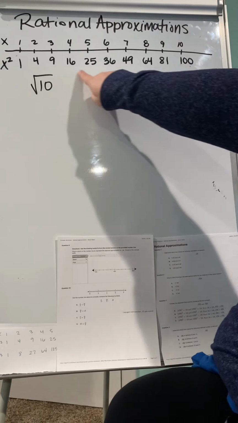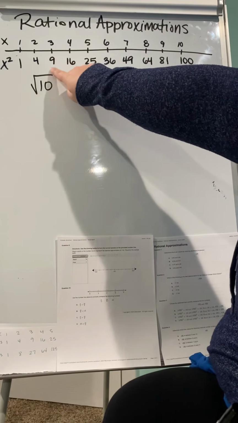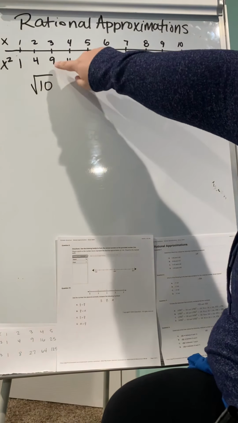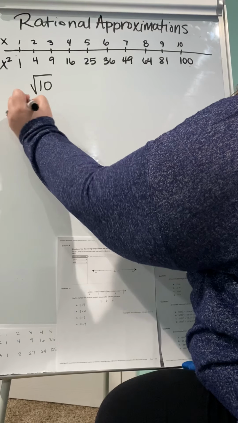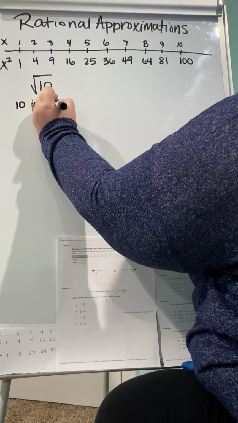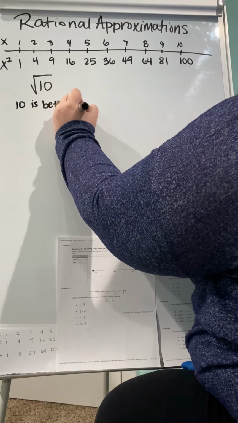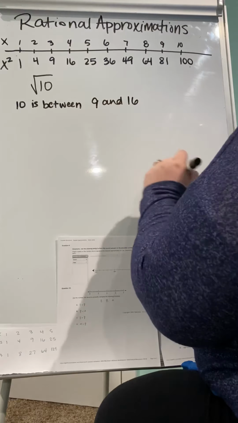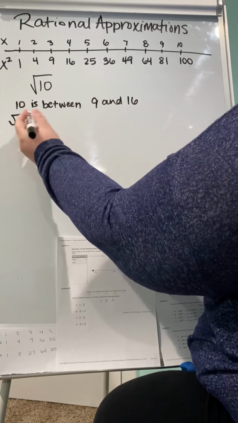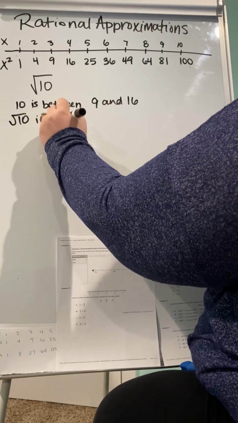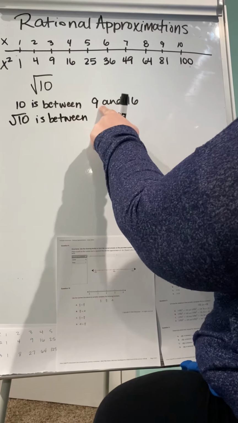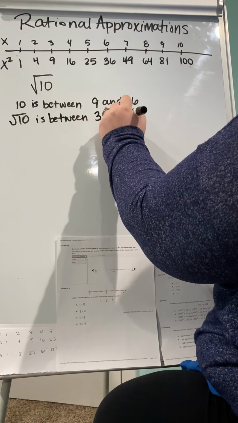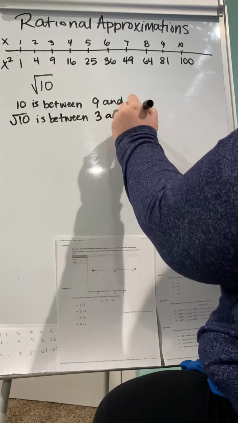So if I'm looking down here, I know 10 falls in between 9 and 16. So 10 is between 9 and 16. So the square root of 10 is going to be between the square root of 9, which is 3, and the square root of 16, which is 4.